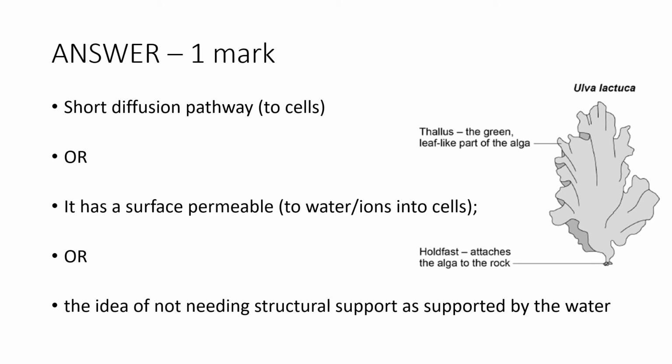Well, in this particular question, what we can talk about is the short diffusion pathway to the cells because they're thin. We can talk about the fact that it has a surface that is permeable because there's no other way of stuff getting in if it's not permeable. And we can also talk about the fact that there's no structural support needed as it is lifted up by the water. The other role of the xylem is to provide structural support, which doesn't apply in this particular organism because it will be underwater.